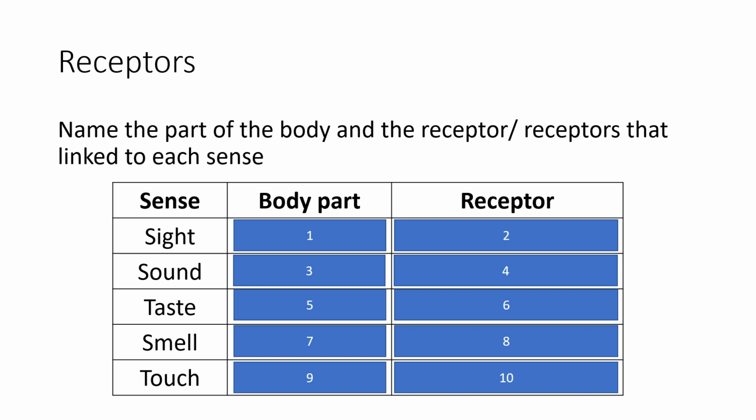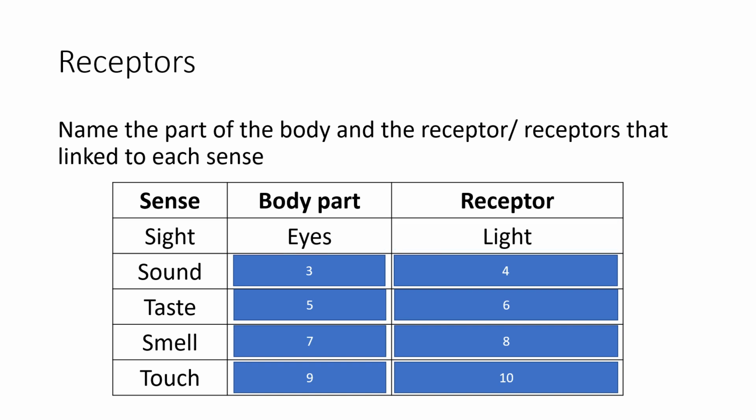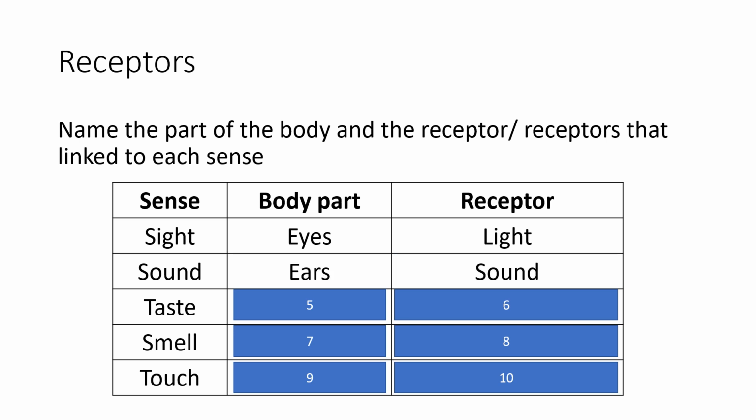So in sight we're going to be using our eyes, but the receptors are light receptors because they pick up light information. In terms of sound, we're going to have our ears, but the receptor is going to be a sound receptor because that's the information they pick up.